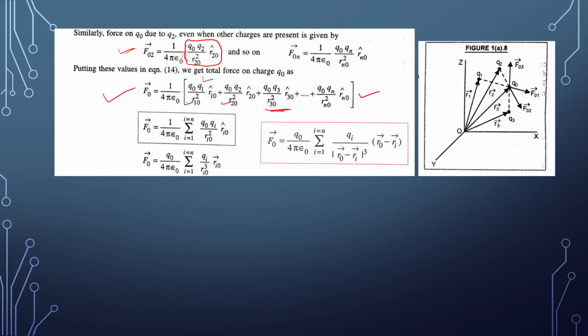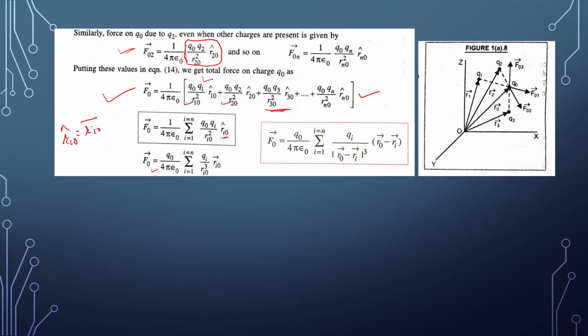And similarly, for F0 vector, because Q0 is also common, that can also be taken outside, and we can write Q0 upon 4 pi epsilon naught, summation of i equal to 1 to n, Qi upon Ri0 cube into Ri0 vector. Now, how have we written this? Because we know that Ri0 cap is the unit vector.